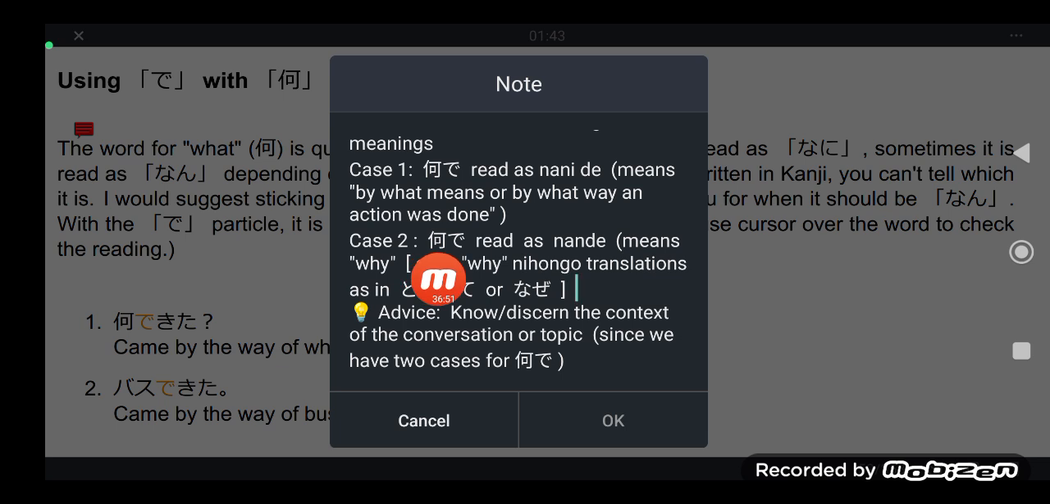So someone is asking how come you learned how to drive? Nande, why does that guy know how to drive? Why does that guy know how to do aikido? Nande, unten ga dekiru no. So my advice, the tip here, is to know or discern the context of the conversation or topic, since we have two cases for nani de or nande.